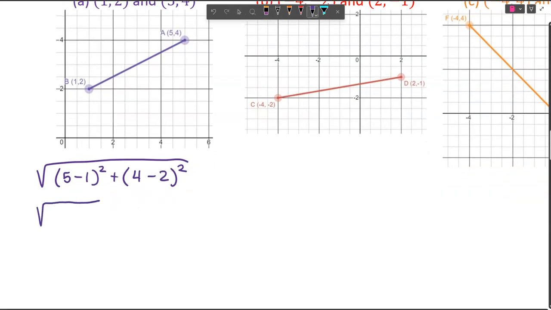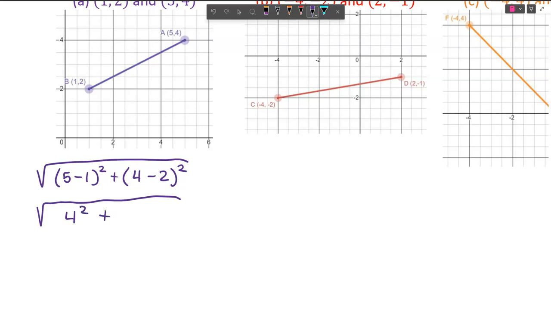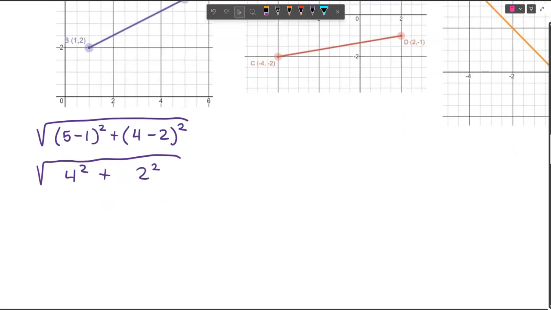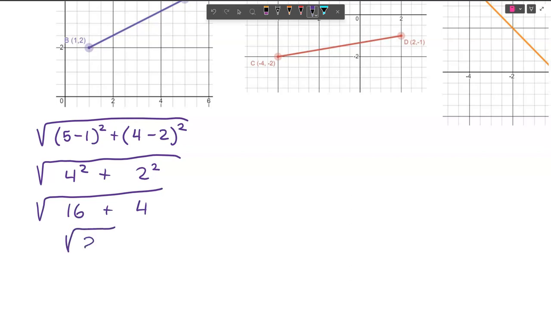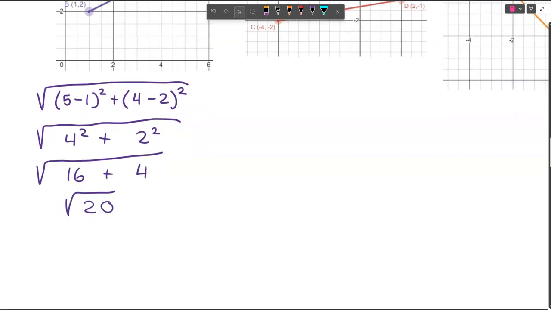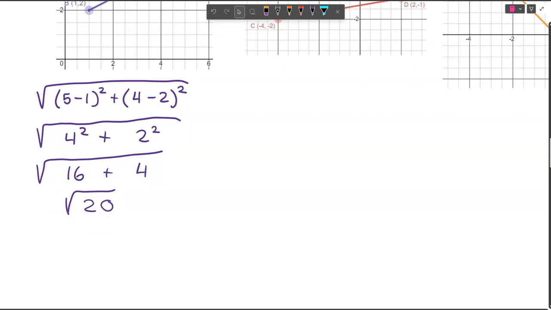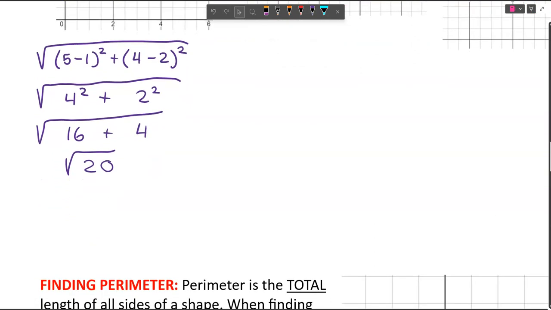Let's go ahead again. You can plug this in your calculator if you want, but for the purposes of this video, I want to walk through how to actually do it. So 5 minus 1 is 4, 4 minus 2 is 2. 4 squared is 16, 2 squared is 4. Take those and add them together, you get 20. And again, if we want to leave this in simple radical form, we could do one of 2 things. So the square root of 20 is approximately equal to 4.47. That's the approximate answer, or the exact answer.